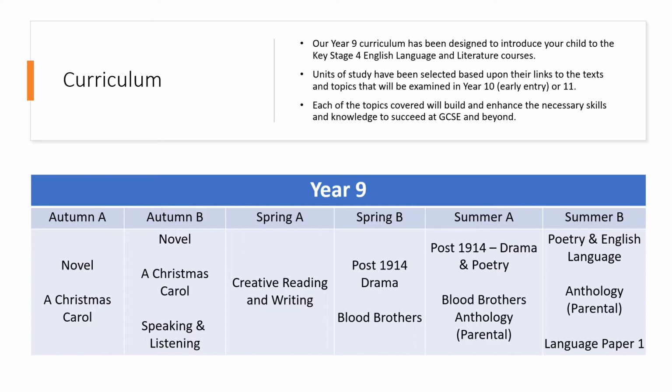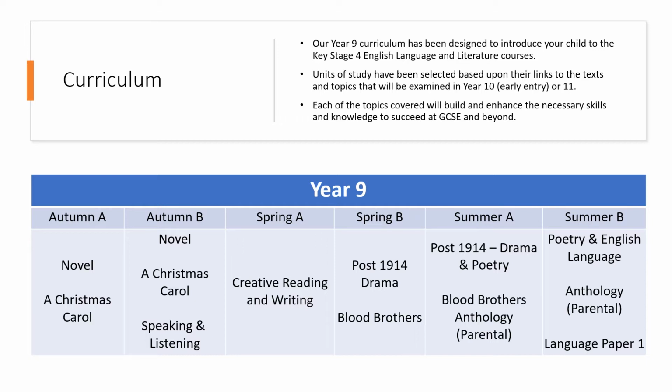This begins with our current half-term Autumn A, where we are introducing the novel A Christmas Carol. This continues into Autumn B, where we will look at the themes, the characters, and the settings, as well as how Charles Dickens has used language, form, and structure. Autumn B ends with a short unit on speaking and listening. In Spring A, we will do some dedicated creative reading and writing work, which is directly linked to the English language portion of the course.